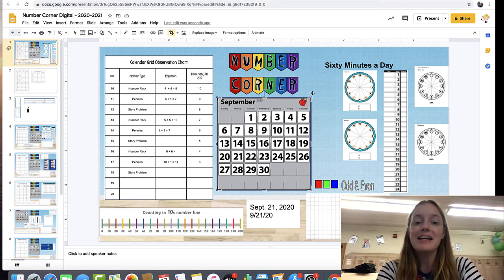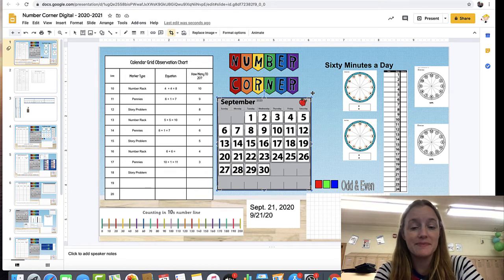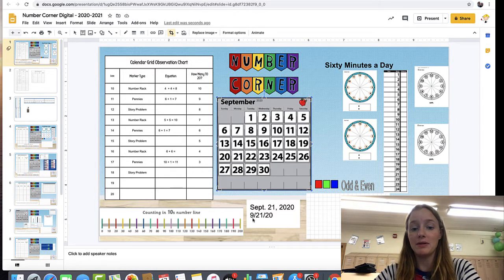Happy Monday. This is day 10 of Number Corner today. Today is September 21st, 2020. If we wrote it out shorthanded, we'd write it out 9-21-20. All right, let's get started on our calendar for today.